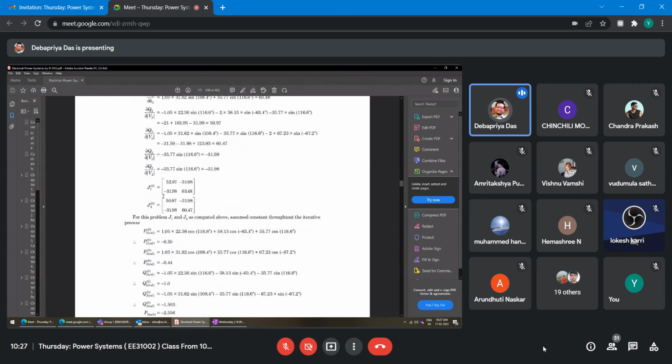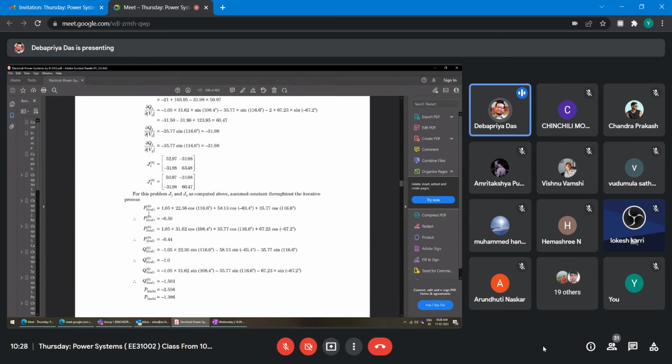Now for this problem, J1 and J4 have been computed as I have done. This J1 and J4 we have not computed in the second iteration, because in the second iteration you will have new voltage magnitudes. Again, the computation will be heavier. So for the sake of understanding, I have assumed this value will not change in every iteration, so there is no need to calculate it again.